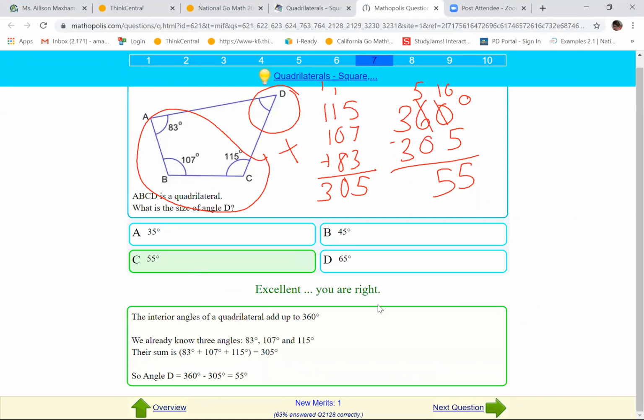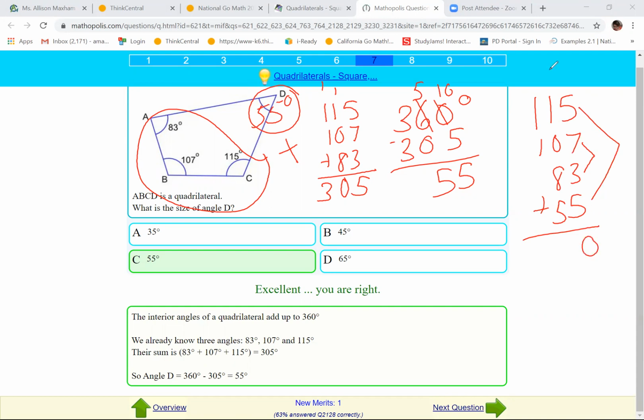And yes, I'm right. And how I could always check my thinking is I could plug in that 55 degrees, and then I can add them all up with 115, 107, 83, plus that extra 55, and they should all equal 360. So let's see, 7 plus 3 is 10, 5 and 5 is another 10. That would be 20. And I've got 8, 9, 10, 11, 16. 1, 2, 3, it is 360 degrees. Yes, awesome.